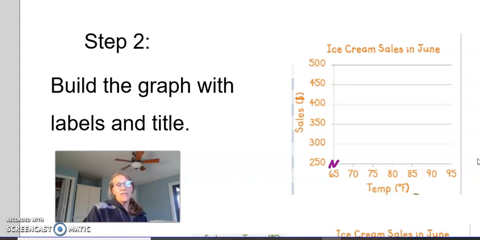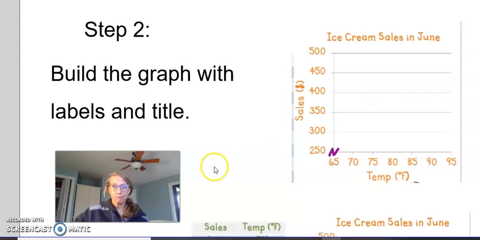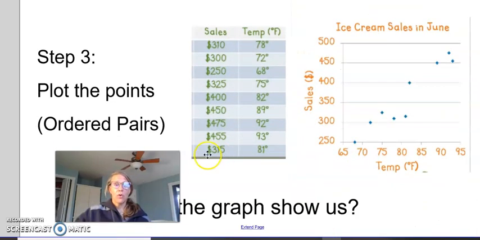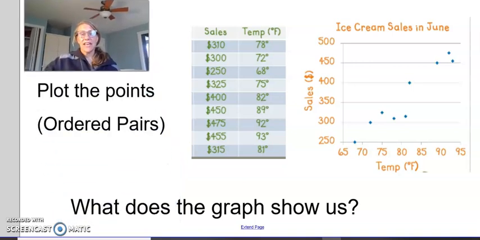Same with the 250 to 500. I don't need that big blank area underneath. So we put this break symbol in there to show that we're just going to start here so we don't have a big blank area. Notice the labels. Then our next step would be to plot those points. And I've already told you what this graph is showing. We talked about that a little bit. As the temperature increases, the sales for ice cream are increasing.